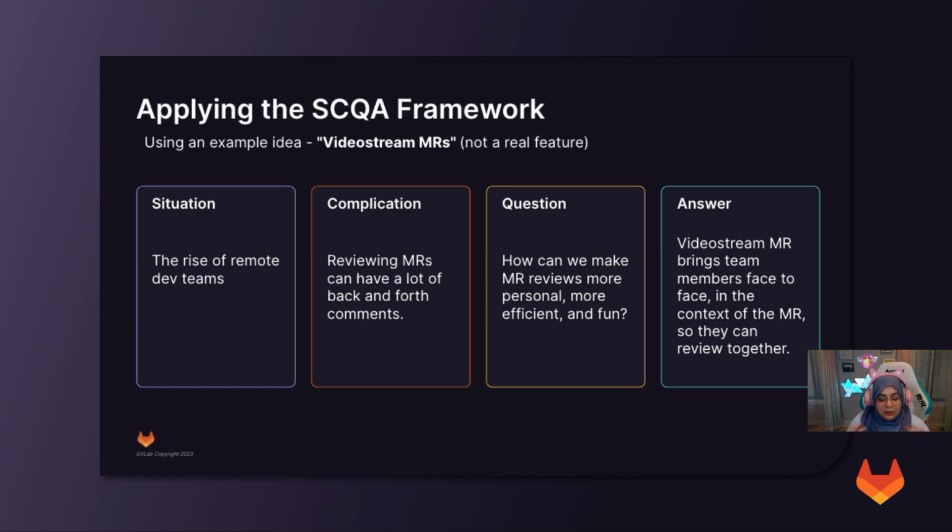And so the question I want to ask is, how can we make these merge request reviews more efficient, more personal, and more fun? The thing that I built to answer this is Video Stream MR. It is a video call that happens when 2 people are working on a merge request and brings members face to face with each other and allows them to collaborate more effectively, enhance each other's understanding, and speed up their decision making around the code so that the whole project team can deliver software faster.